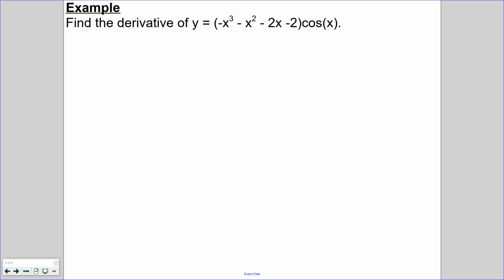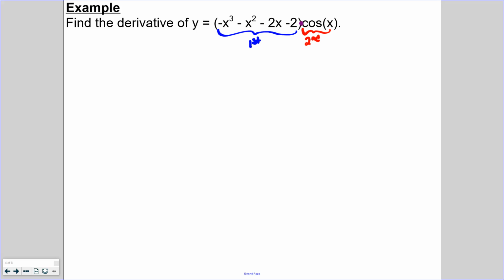All right, next example, we want to find the derivative of y equals the quantity negative x cubed minus x squared minus 2x minus 2 times cosine of x. And again, since we do have multiplication here, we are going to have to use the product rule. So I'm going to go ahead and set the polynomial expression to be my first function, and I'm going to set cosine to be our second function.